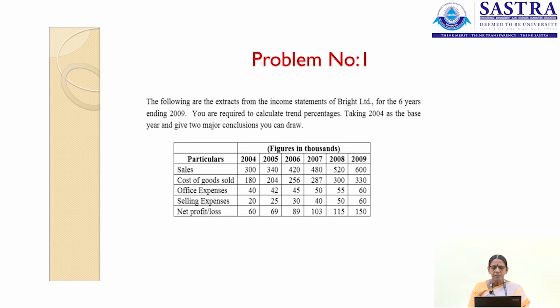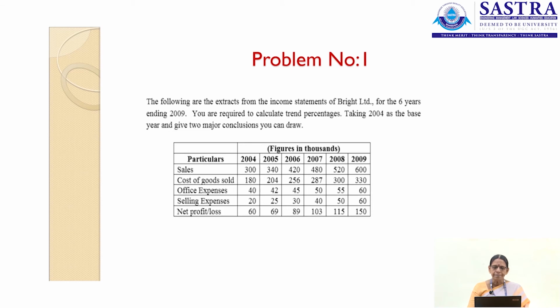In this case we can easily calculate. For example, I will take office expenses now. We have 40,000 in 2004, then 42,000, an increase of 2,000. Then from 42 to 45, an increase of 3,000. Again from 45 to 50, an increase of 5,000. Then 50 to 55, 5,000, and 55 to 60, 5,000.